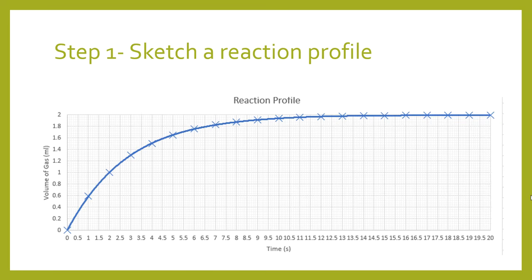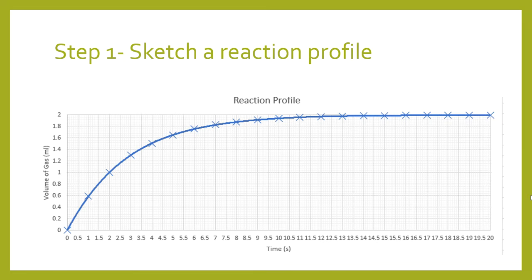Whereas as the reaction progresses, in this case, we're getting a curved shape where the rate of reaction is decreasing towards the end, where you're not getting any gas produced because the reaction is complete, and therefore the rate of reaction is zero. And you can tell the rate of reaction from a curve by looking at its gradient.